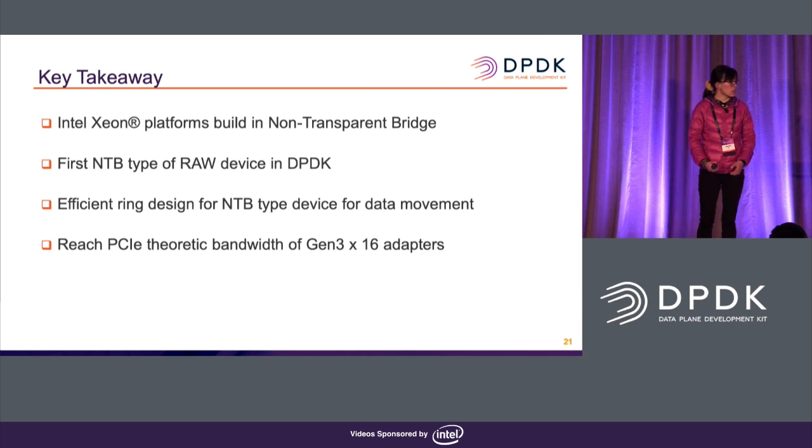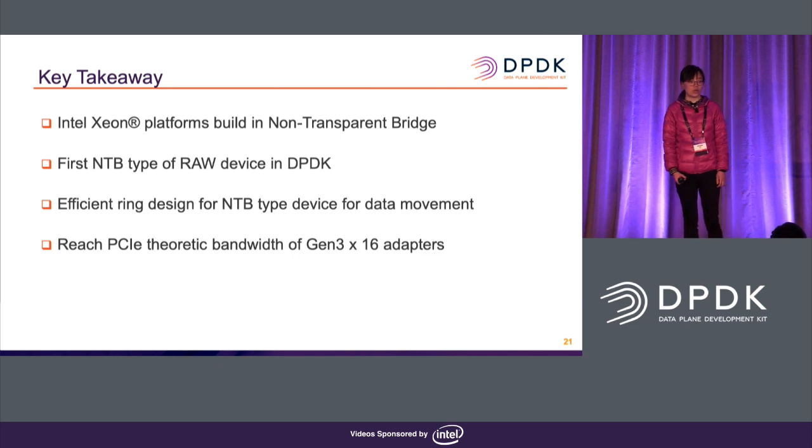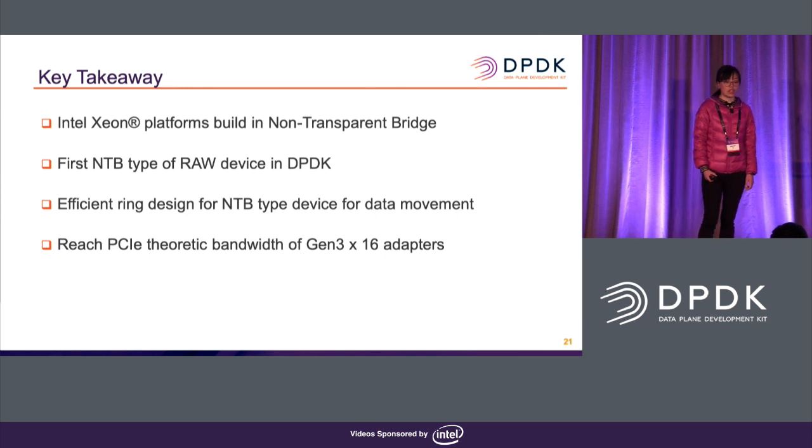Okay, at last, I think we need to summarize our talk today. Today, Omkar introduced the Intel Xeon platform and the non-transparent bridge. It is a built-in device in the Xeon CPU, and this is the first type of NTB device in DPDK, and we designed an efficient ring for the data movement and reached the PCI bandwidth limitation of the Gen 3 x16 adapters.